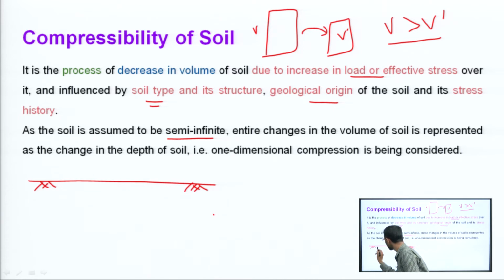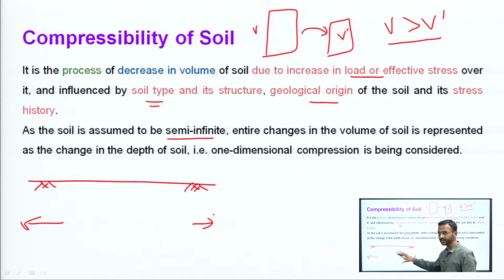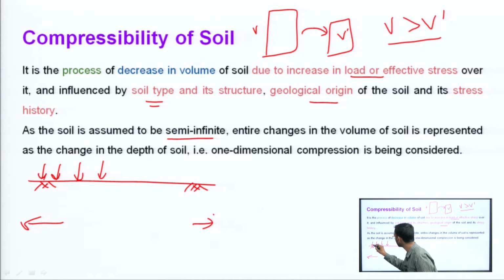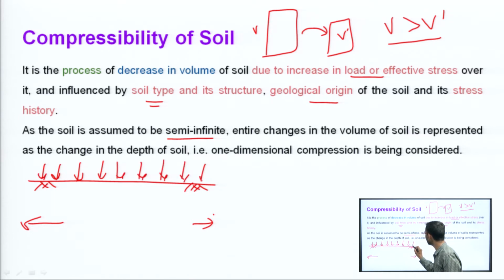So, this ground area, whose cross section you are seeing here, is considered to be infinite. When some load is applied on the soil, there will be some compressibility, there will be some volume change. The soil will try to reduce in volume.